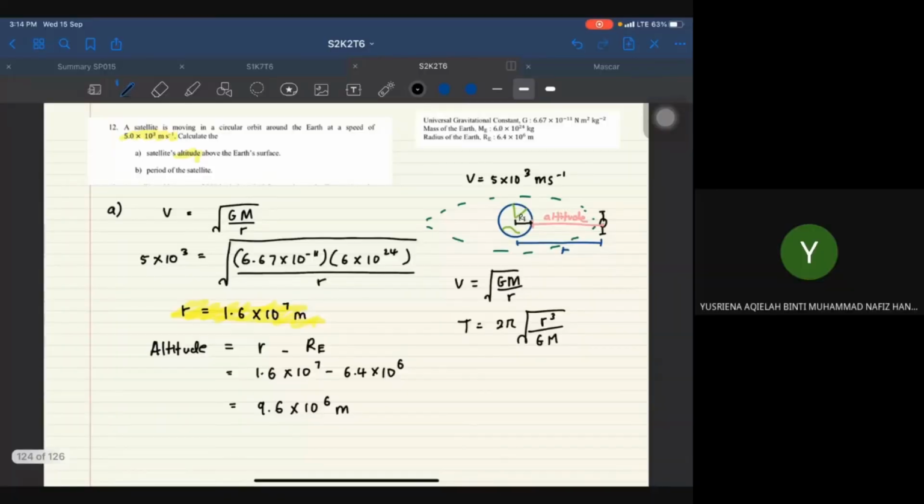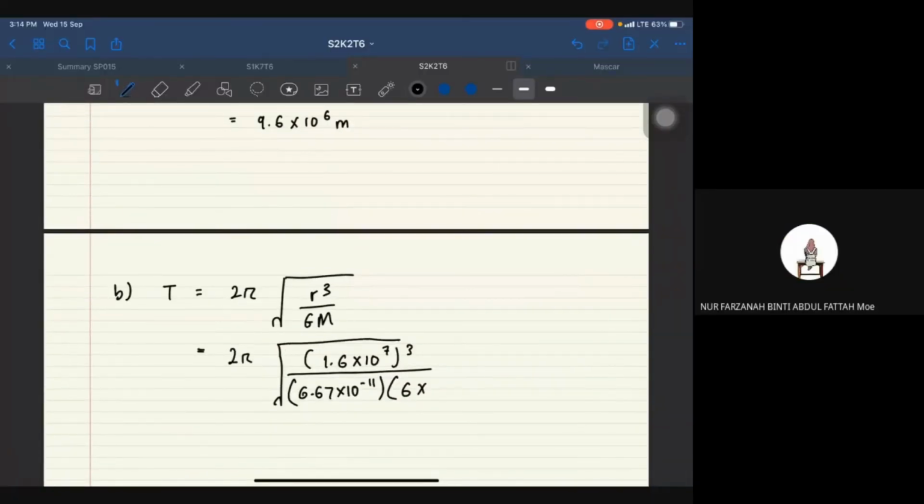To the power 7. Don't forget there is a cube. 6.67 times 10 negative 11. Mass of the earth, 6... Is this mass of the earth or mass of the...? Oh, wait. Because it's capital M, capital mass.